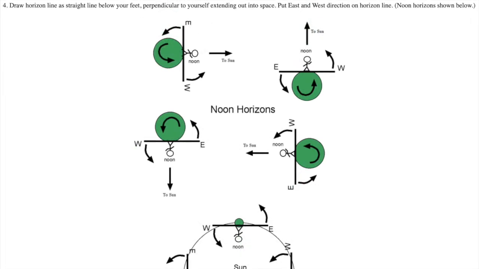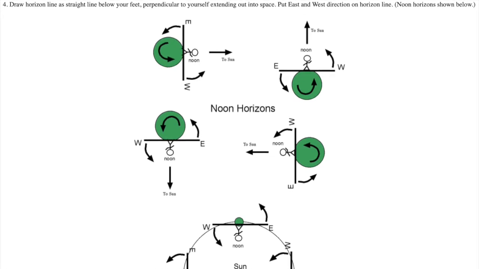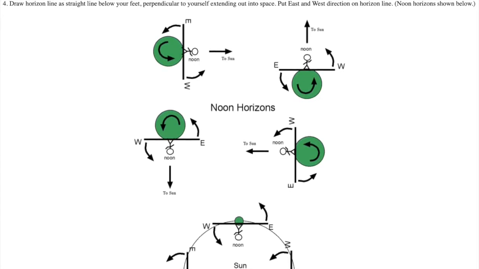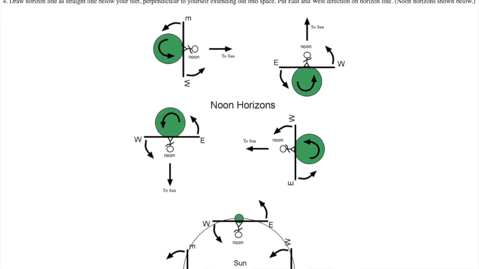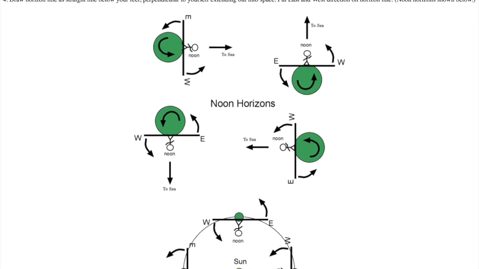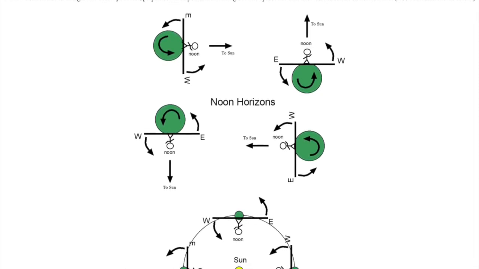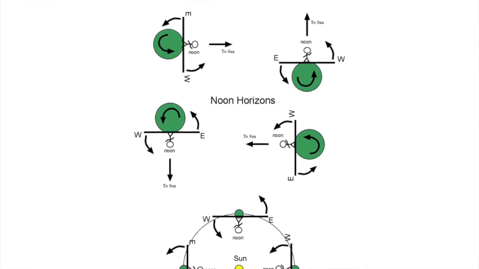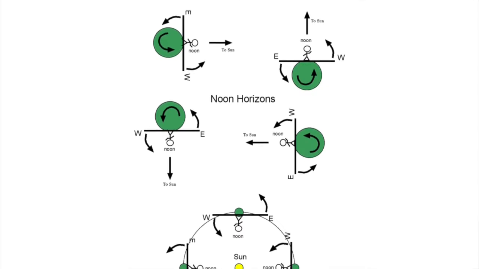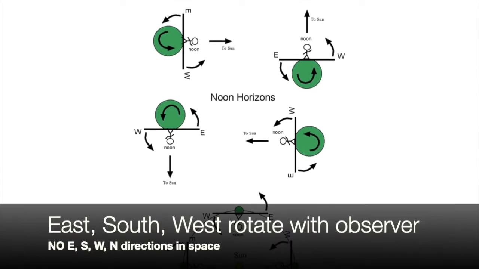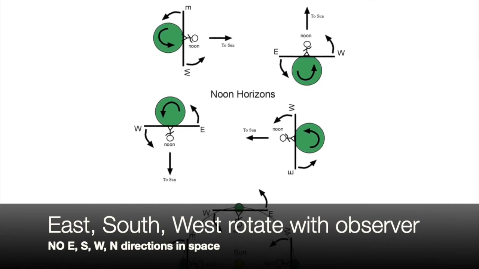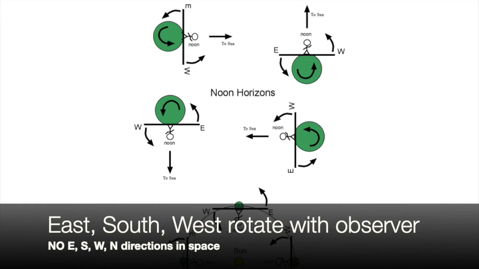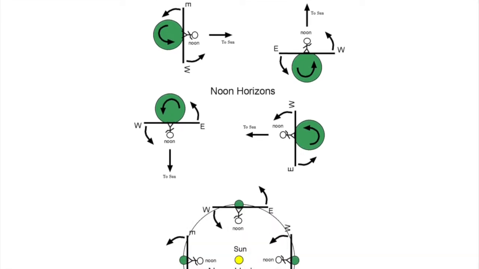The fourth step is to draw the observer's horizon for the given time of day. Because the Earth is so much larger than we are, the local part of Earth looks flat. That's why you draw a straight line perpendicular to the observer. East is toward the left-hand side of the observer, south is the direction the observer's head is pointing, and west is toward the right-hand side of the observer. Notice that east, south, west will rotate with the observer. There are no east, south, west, north directions in space. They are relative to the observer.